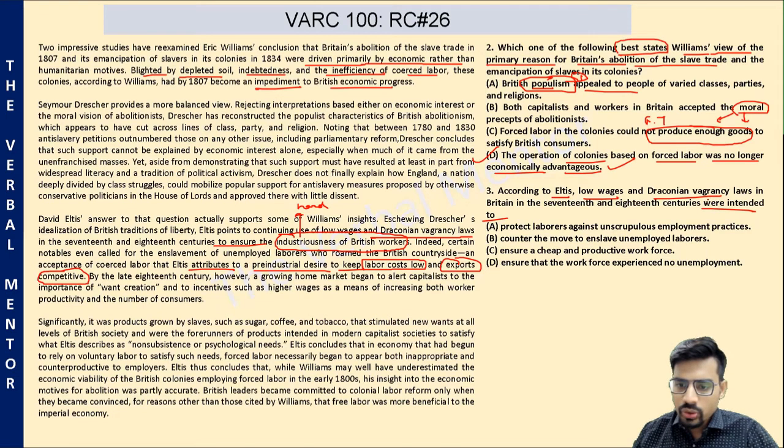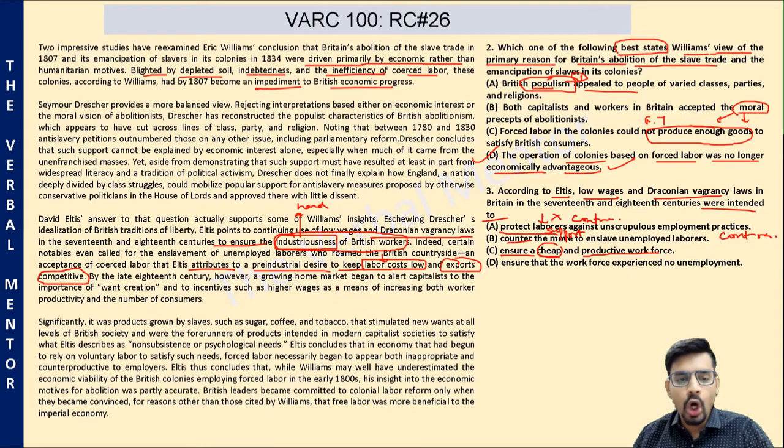Okay. So the low wages and draconian vagrancy laws were intended to protect laborers. No, absolutely not, contradictory. Counter the move to enslave unemployed laborers. In fact, it was not to counter the move, it was there to support the move. So it's also contradictory. To ensure a cheap and productive workforce. Productive comes from the word industriousness. It ensured industriousness, and cheap comes from this, labor costs were low.